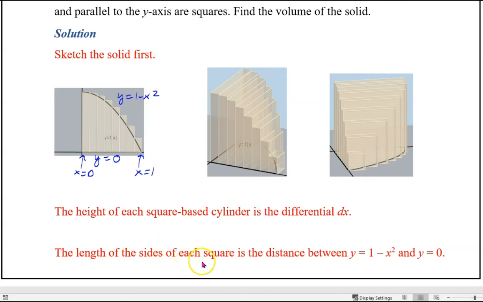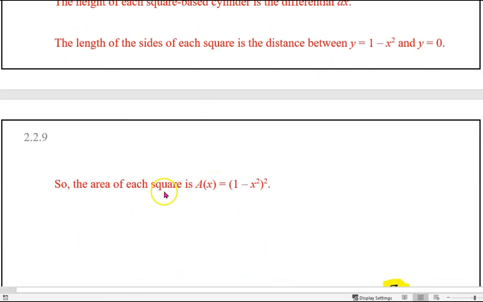What will the length of the sides of each square be? Well, since the squares have to fit between the parabola and the x-axis, that means that the length of each side of each individual cylindrical square is the distance between 1 minus x squared and y equals 0. So the area of each square would be (1 minus x squared minus 0) quantity squared. In other words, (1 minus x squared) quantity squared.